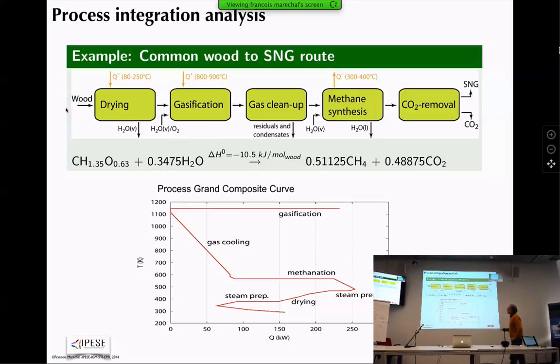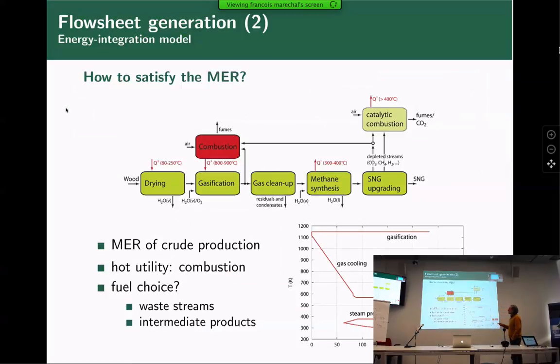So I'm going then to model each of the process unit operations, and define the hot and the cold streams corresponding to each of them. I'm going to combine this with closing the energy balance. For example, the gasification is endothermic, so I will use either the syngas or the depleted fuel here to satisfy the heating needs.